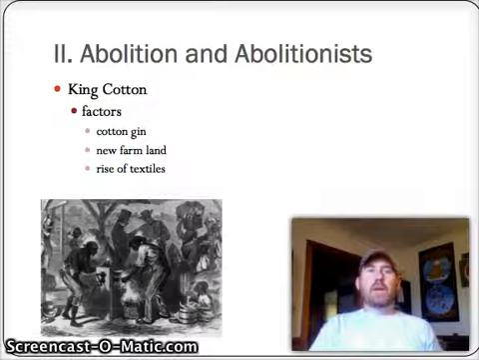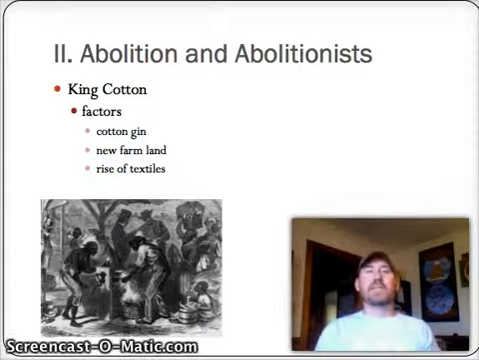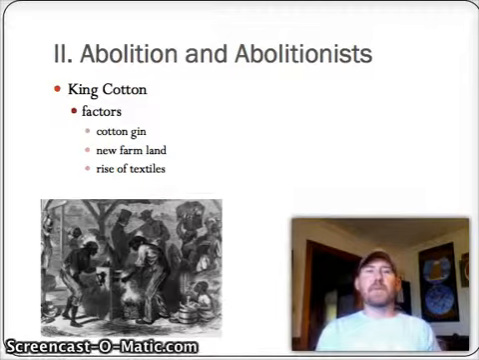Okay, so we're going to roll from the beginnings of the conflict between the North and the South over slavery to some of the efforts of Northerners to get rid of slavery in the form of abolition. Now, the factors that lead into abolition, part of it is going to be the rapid and just crazy expansion of cotton in the South, and that's going to be because of a couple of factors.